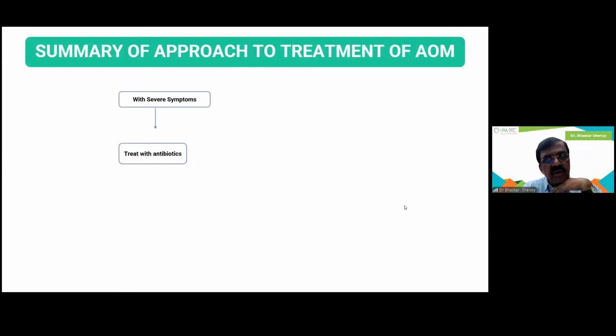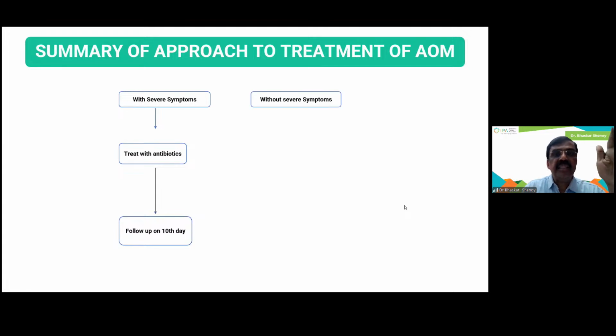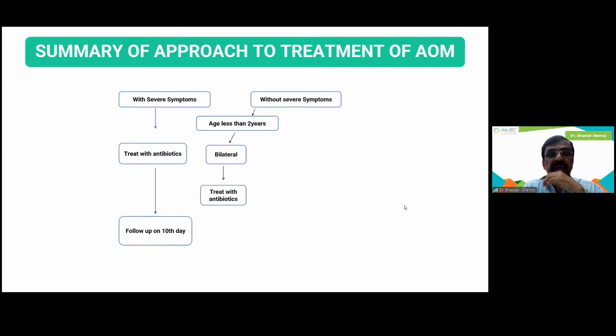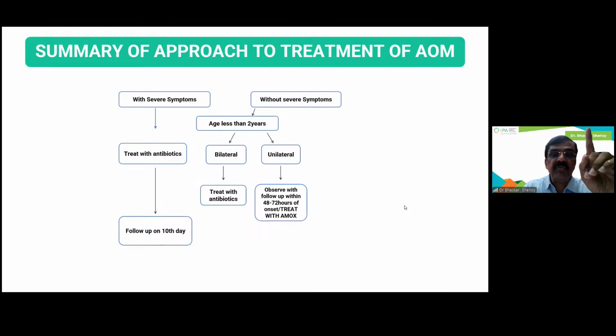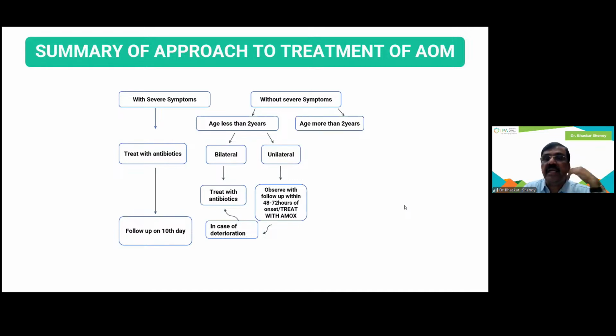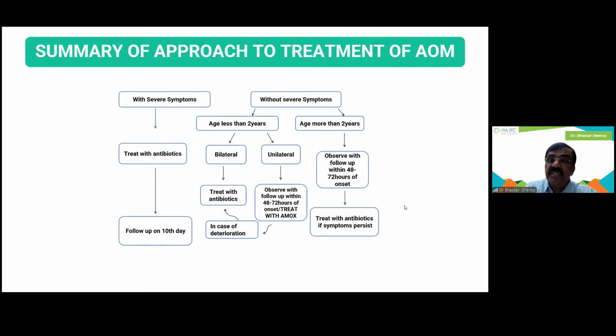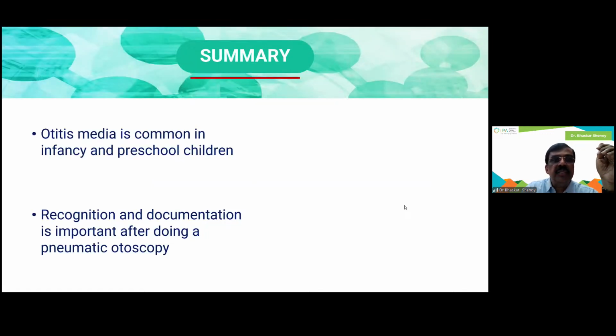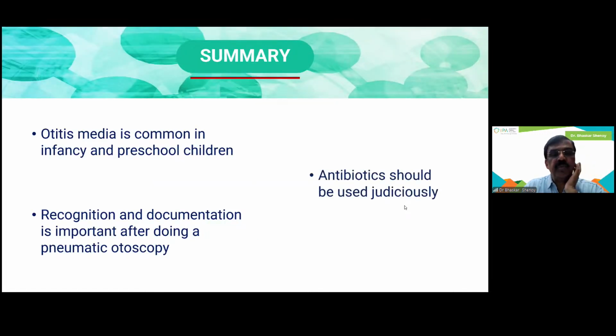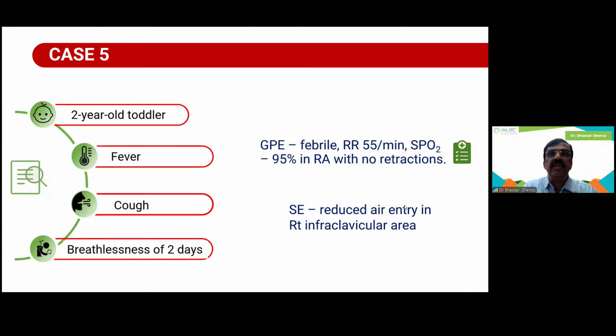So this is an algorithm for treatment of AOM. With severe symptoms, treat with antibiotics, follow up on the 10th day. When there are no severe symptoms, look at the age of the child: less than 2 years, bilateral, use antibiotics. And unilateral, observe and treat with antibiotics if it worsens. If you observe deterioration, give antibiotic. In a child more than 2 years, follow for 48 to 72 hours. If the symptoms persist, you treat with the antibiotic. So we need to use antibiotics judiciously, and have a pneumatic otoscope. That is more important. Now let me take you through the next case.